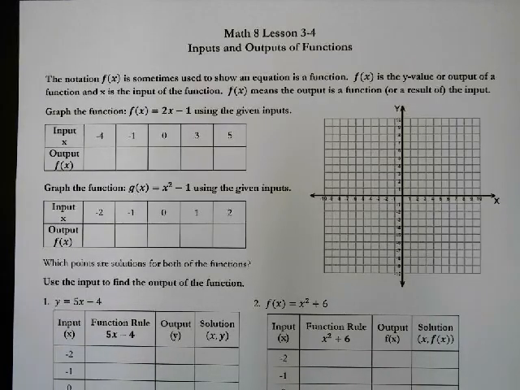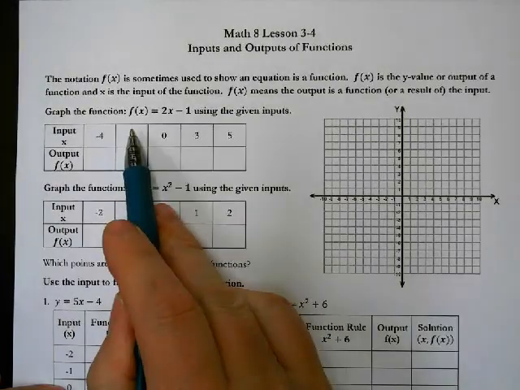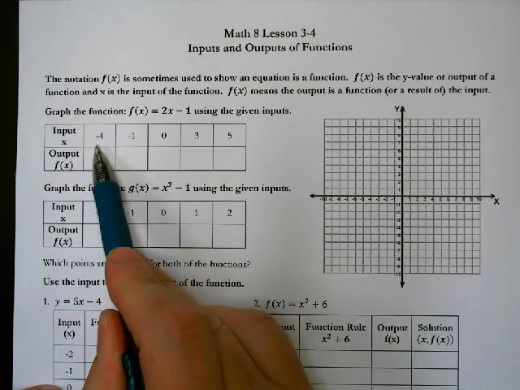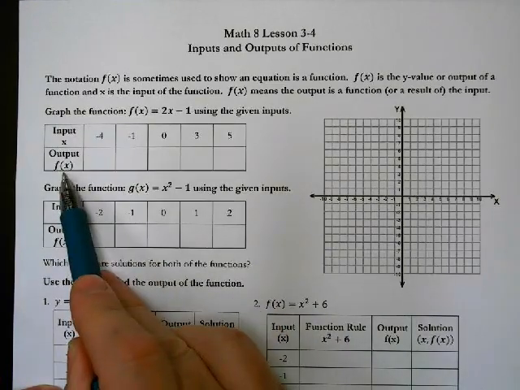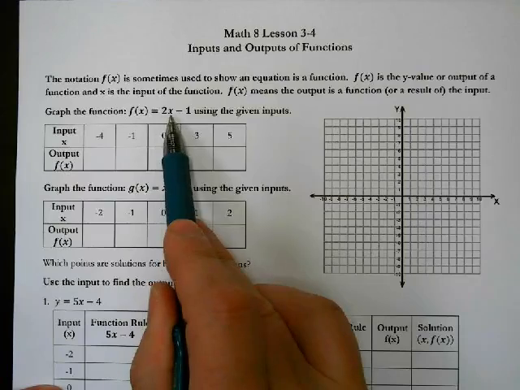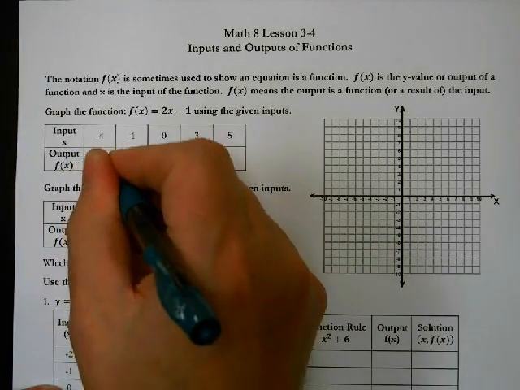All right, so we're going to look at graphing a function by making a table of points here. So my input is -4. My output would be y, or f of x. So I would plug in -4 here. 2 times -4 is -8, and then -8 minus 1 is -9.